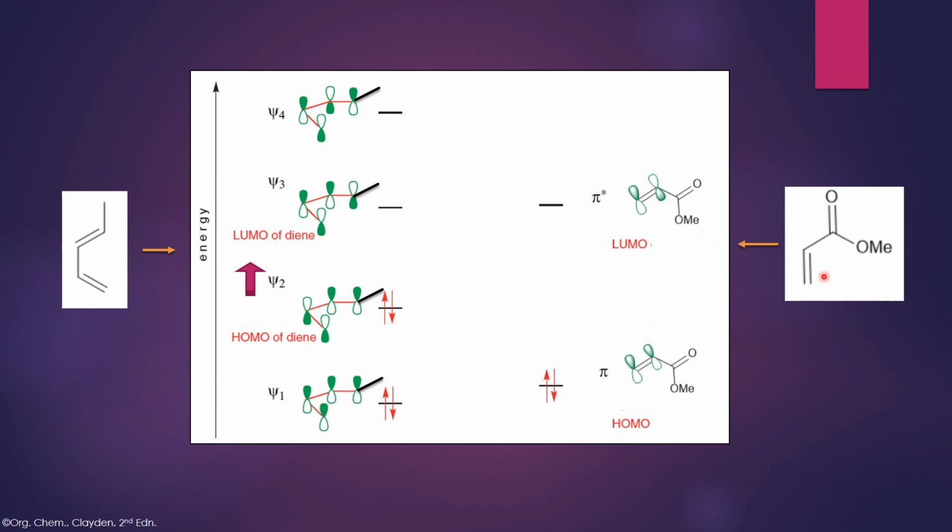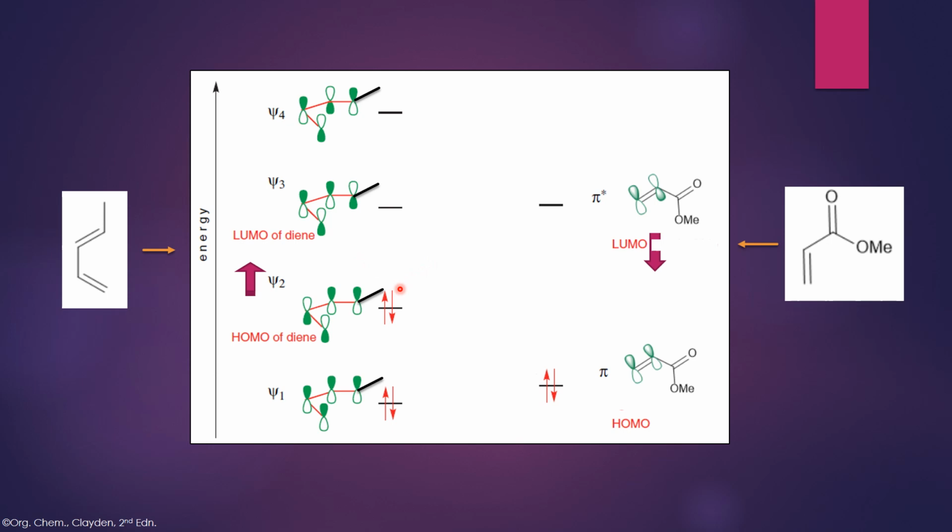And what happens when the dienophile is substituted with an electron withdrawing group? We can see that the energy of the LUMO decreases. The energy of the pi star decreases, and comes to somewhere here. So, in conclusion, when a butadiene is substituted with an electron releasing group, the energy of the HOMO increases, and when the dienophile is substituted with an electron withdrawing group, the energy of the LUMO, pi star, decreases.